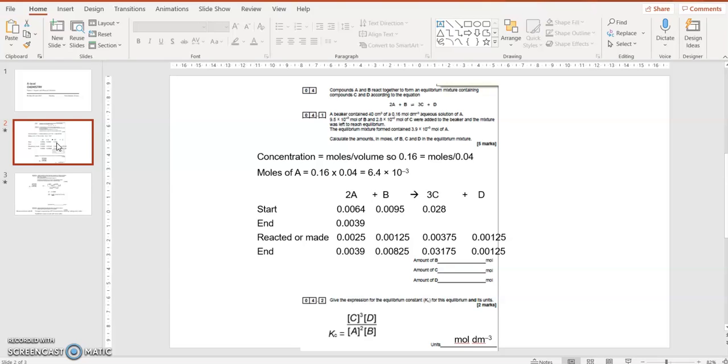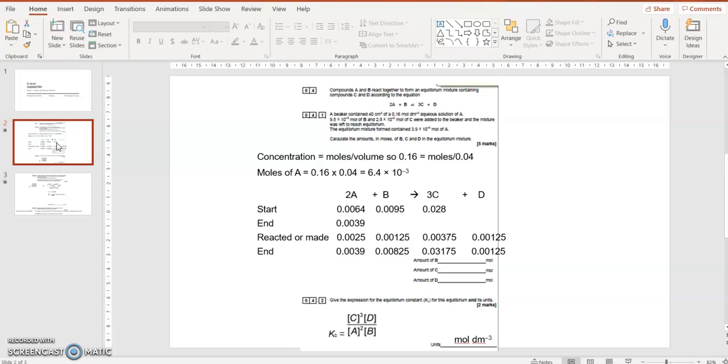It says the beaker contained 40 centimetre cubed of 0.16 mole per decimetre cubed aqueous solution of A. So obviously it wants you to work out moles first of all, otherwise it wouldn't have given you concentration and volume. Get the volume into decimetre cubed, so we've got 40 centimetre cubed divided by 1000, 0.04, and concentration is moles divided by volume. So multiply 0.16 by 0.04, and you come out with 6.4 times 10 to the minus 3 moles of A.